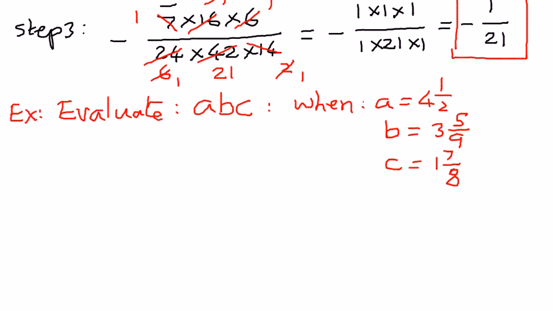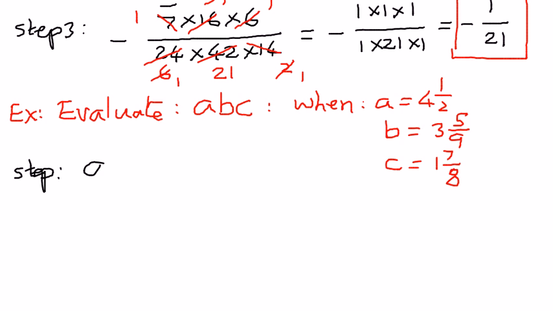Now we want to be able to multiply these numbers in here, substitute these variables into this given algebraic expression, and then be able to simplify that. Step number 1.